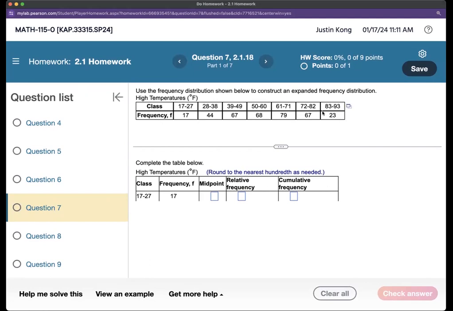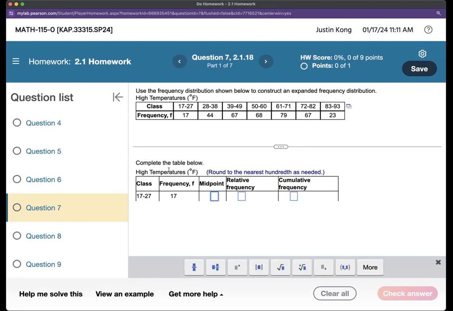Actually, just looking at this is all we need. The nice thing is the classes are already decided for you. To me, that's the hardest part of these frequency distributions, so that part's done for you. Frequency is also done for you. To find the midpoint, all you do is find the middle point between 17 and 27, whatever the class is. To do that, you just take the average. When you have two items, the average is the exact same thing as the midpoint.